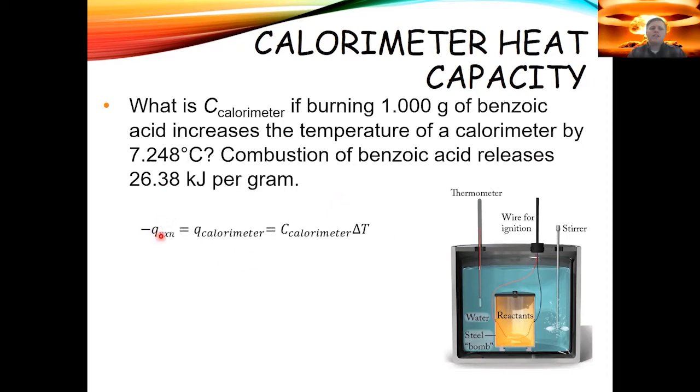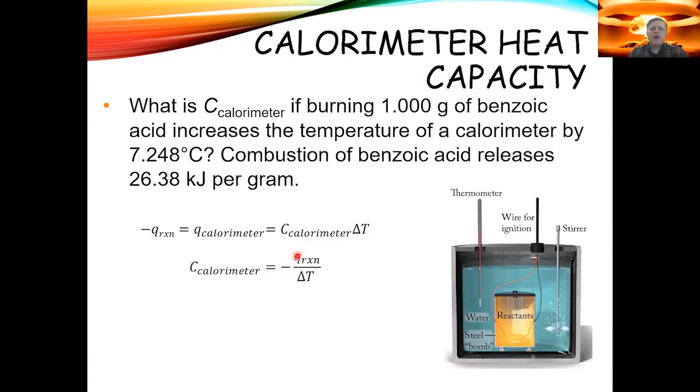The Q of our reaction is equal to the Q of our calorimeter, and the Q of our calorimeter is just equal to the total heat capacity of our calorimeter times our change in temperature. So here we're looking for C, so we can just solve this for C, and now we have C equaling negative Q over delta T.